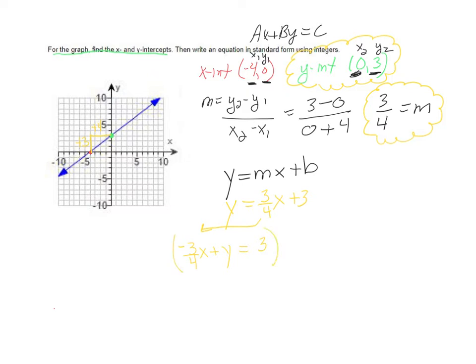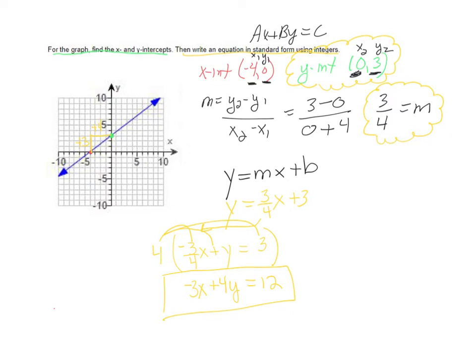So I see a fraction there. I'm going to multiply by the denominator. And so this is going to be a -3x. This is going to be a +4y. And this is going to be a 12. And therefore I found my standard form, which was the second part of our problem right here.